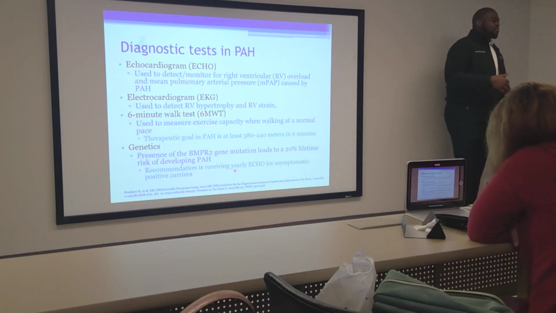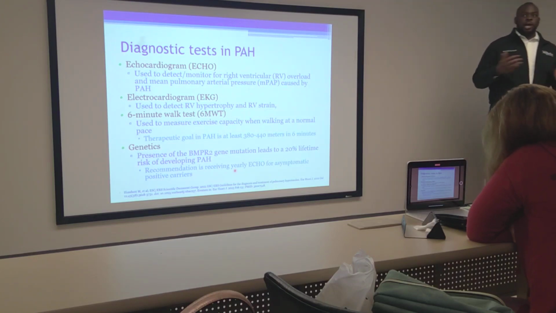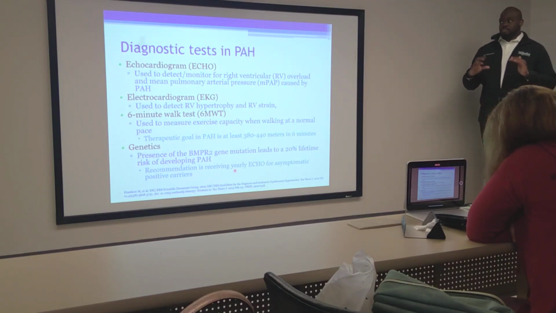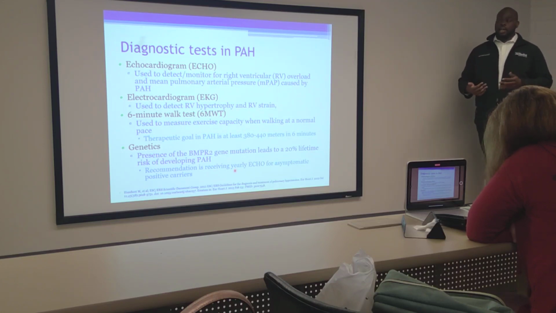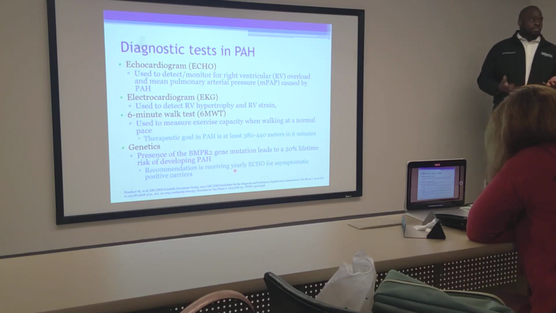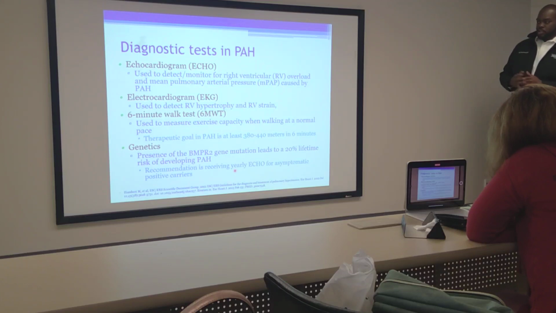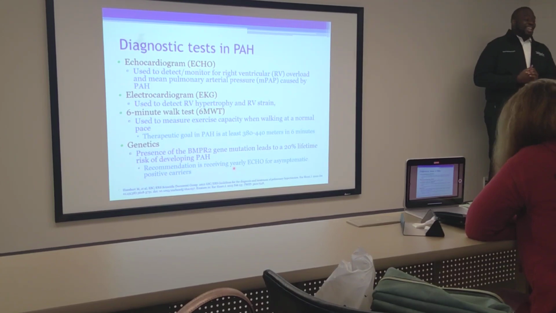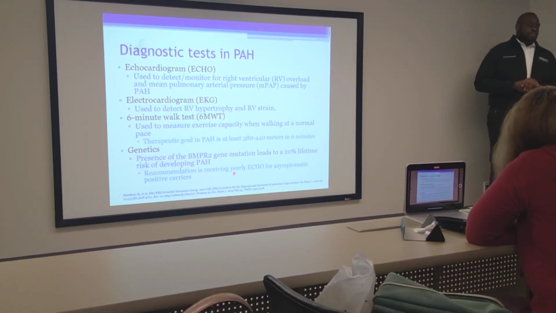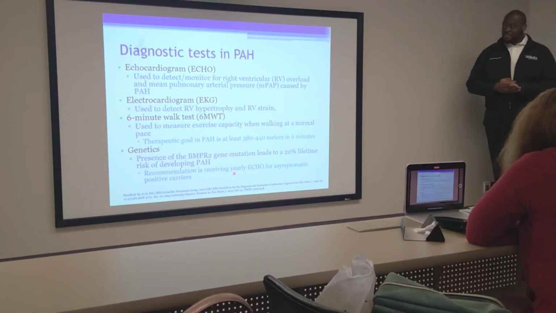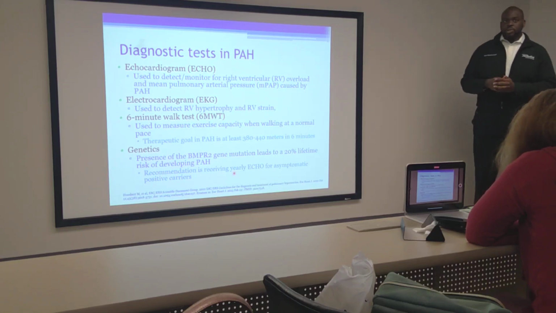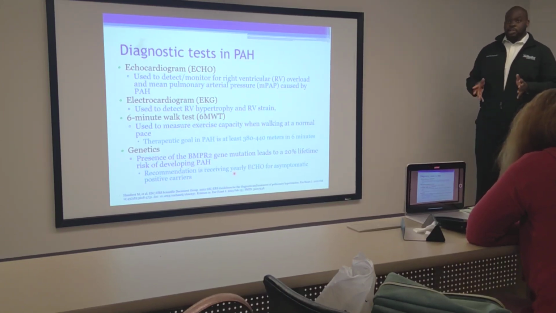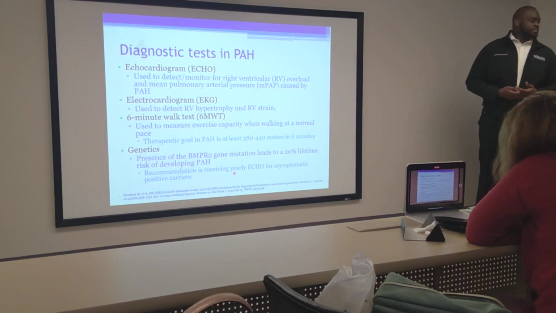This is actually pretty expensive. It can be done inpatient or outpatient. It gives a quick understanding of how well they tolerate a normal pace before they start feeling symptoms, like shortness of breath or fatigue. Note that the therapeutic goal in PAH is at least 380 to 440 meters in 6 minutes. That's what we look at when we evaluate the patient and monitor improvement.